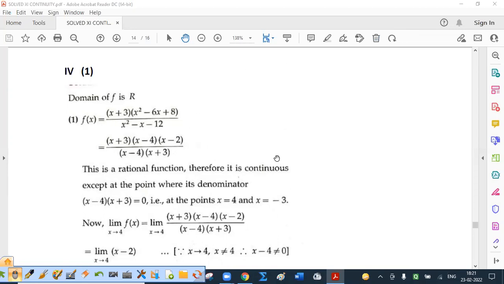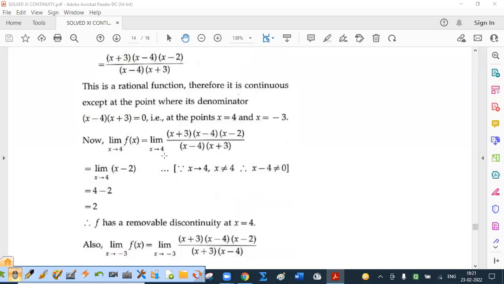Now this is a rational function, so it is continuous except at the point where the denominator vanishes, that is denominator equal to 0. It is 0 at x equal to 4 and minus 3. Now limit x tends to 4 of f of x, what is the value of this limit? Cancel x minus 4. So take the limit. So 2 is the value of the limit. We can cancel x plus 3 also, right? So f has a removable discontinuity at x equal to 4 because the limit exists.